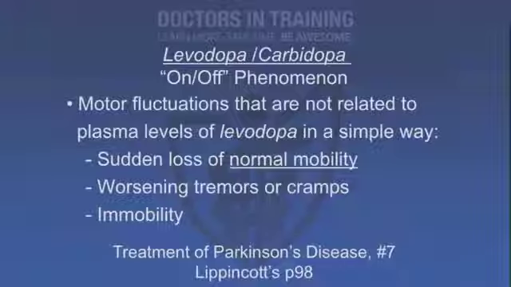You can also get something called the on-off phenomenon, where motor fluctuations are not related to the plasma levels in a very simple way. Motor fluctuations may cause sudden loss of normal mobility. You can get worsening of tremors, cramps, and just complete immobility that just happens all of a sudden. Withdrawal from the drug must be gradual for this reason.